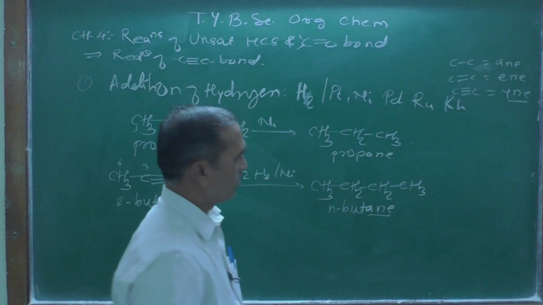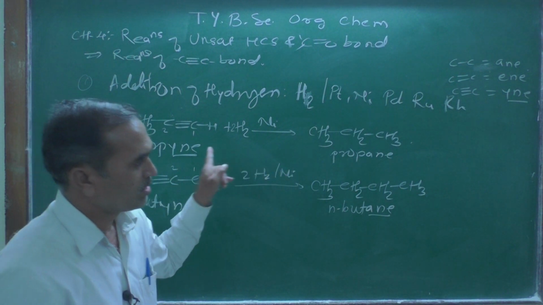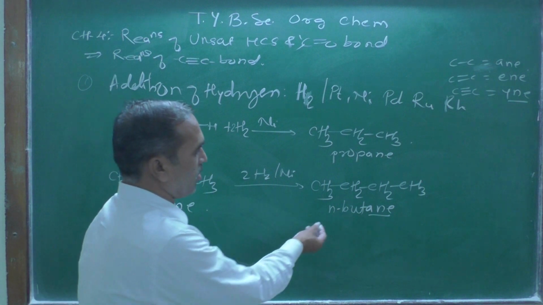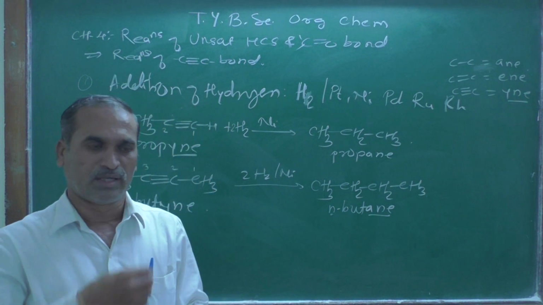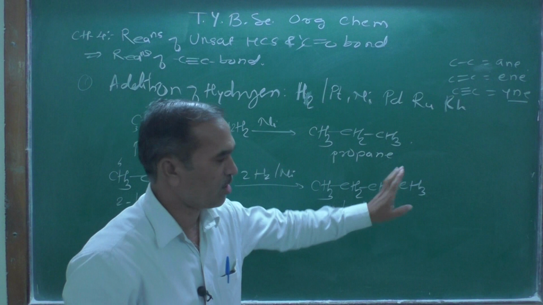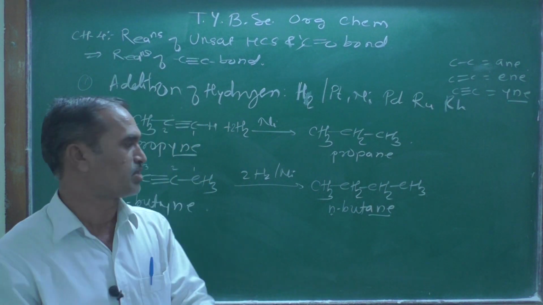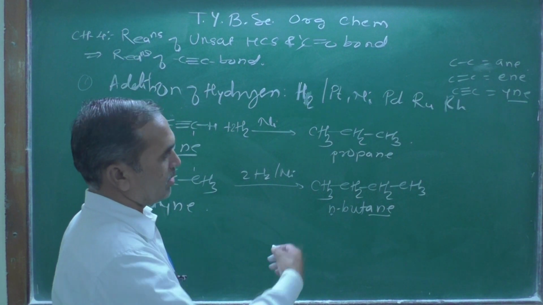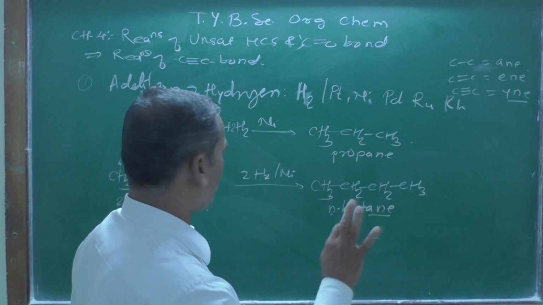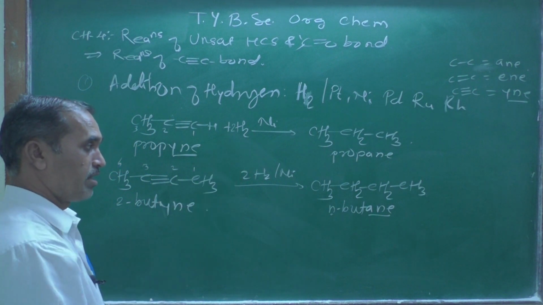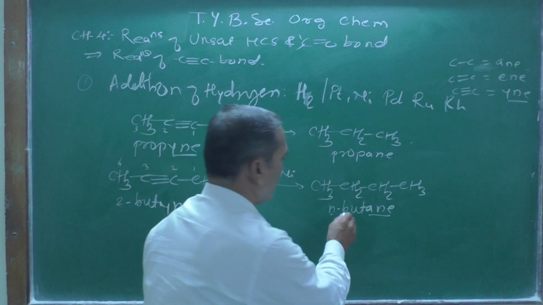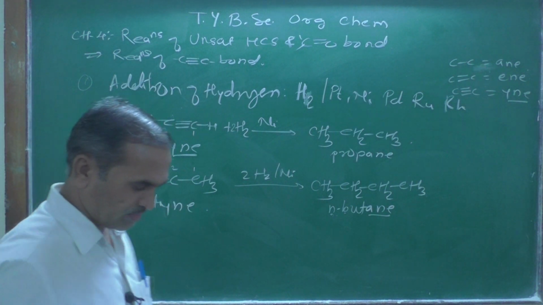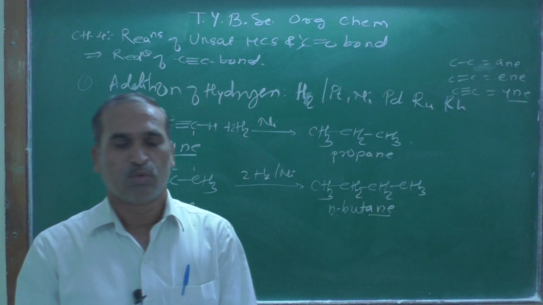Look at the last suffix here: ANE means this organic compound contains a carbon-carbon single bond. N indicates normal. Normal straight chain is there, and that's why it is called n-butane. N stands for normal, and as we know, we can write that one in a zigzag way. Let us write this n-butane over here.